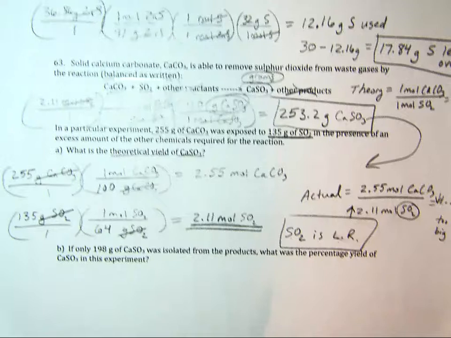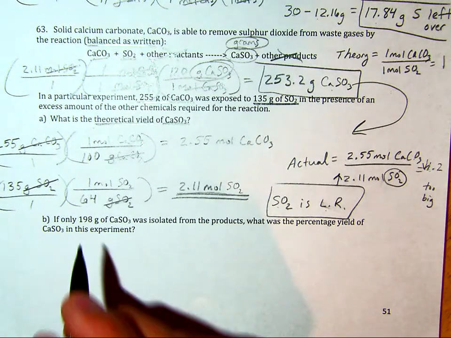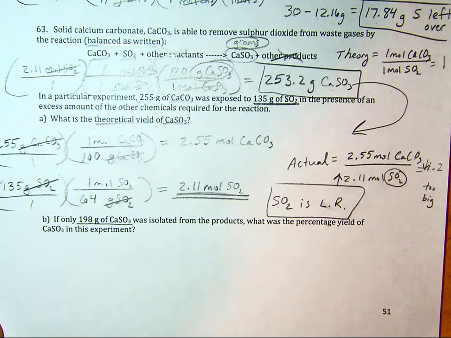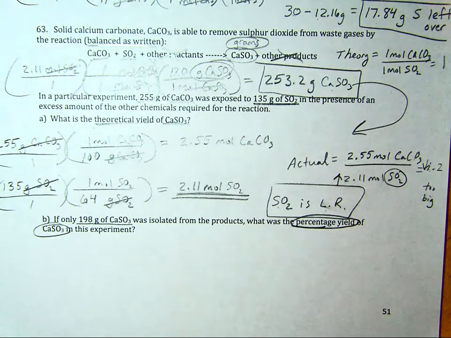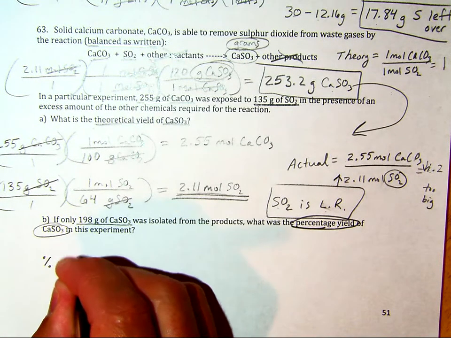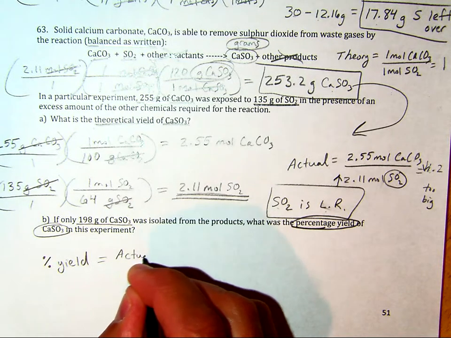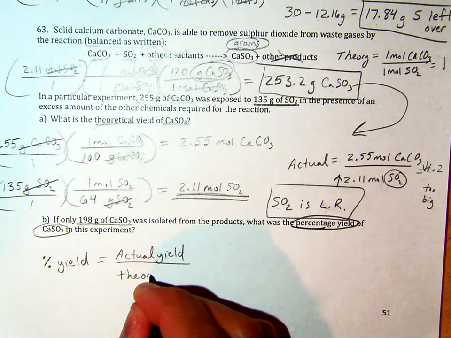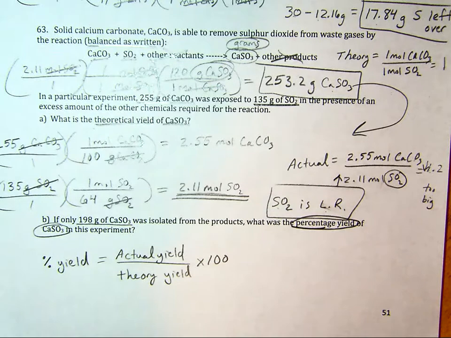All right, now we can go to the final problem on the study guide. It says on part B, if only 198 grams of calcium sulfite was isolated from the products, what was the percent yield of calcium sulfite? So percent yield, let's write that down. It's equal to my actual yield divided by the theoretical yield, and then we're going to times it by 100 to get a percentage.